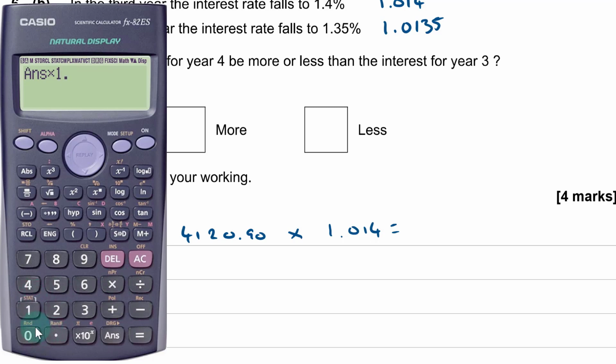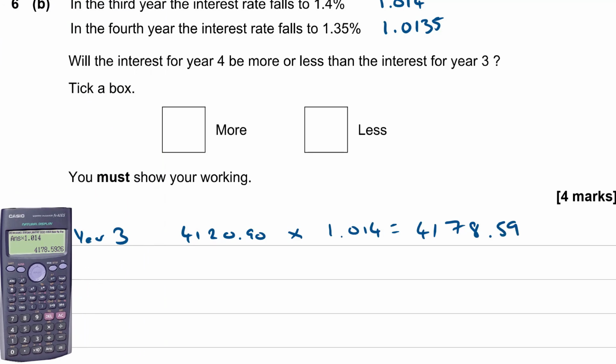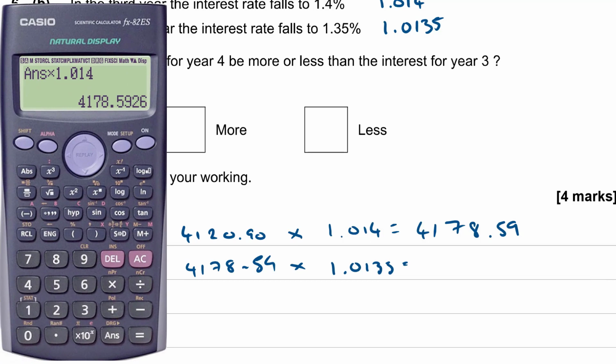On my calculator, I make that £4,178.59. And then in year 4, I'm going to start with that £4,178.59. So we're going to multiply it through by 1.0135. And that is equal to, now I'm just going to carry on multiplying on my full calculator display, so to maintain accuracy, I make that £4,235 and no pence.